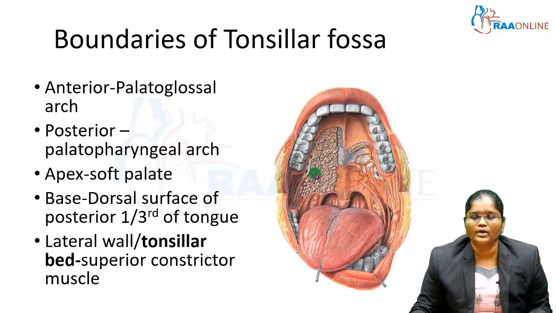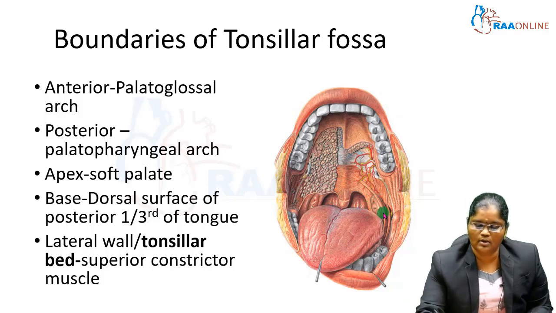So going to the boundaries of the tonsillar fossa where the tonsil is located. Here this is the oral cavity open and this is the hard palate. Here in the hard palate, they showed the epithelium on one side and the blood vessels on the other side. Now let's concentrate on the tonsils. So this is a tonsil, palatine tonsil.